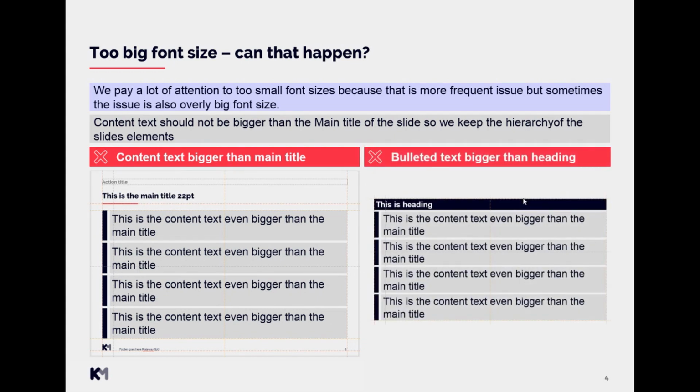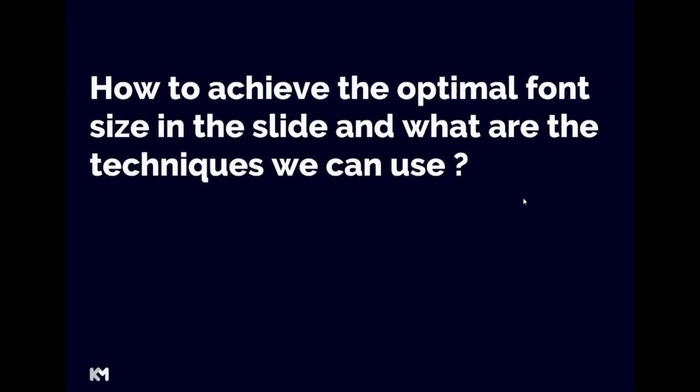And here we have a second example where the bulleted text is bigger than the heading. First of all, we break the rule about only one font size in the slide. And also, again, we do not support the hierarchy of the elements. So this is also the wrong way to do it.